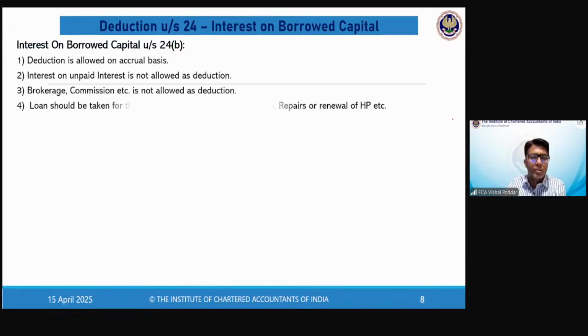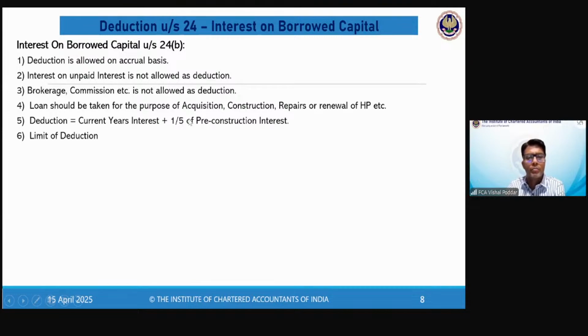Now see, I come back to the interest part, which we were discussing, and I had skipped this point of limit. But now we come back to limit. To understand the limit, you have to first understand, as I just said, that your property may be self-occupied or it may be let out. Further, we are going to see a concept of deemed let out. So if your property is let out or your property is deemed to be let out, in both cases the treatment is the same. What is the treatment? There is no limit on deduction.